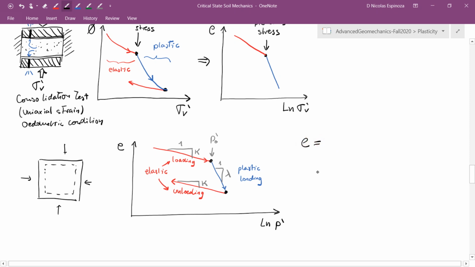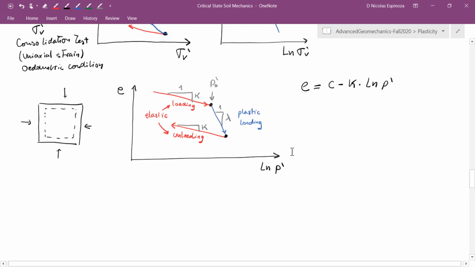These are just equations of the line based on the natural logarithm of P prime. So this is kappa times the natural logarithm of P prime. This is for the elastic part, and let me continue now just talking about the elastic part because those are the equations that we want to develop right now.